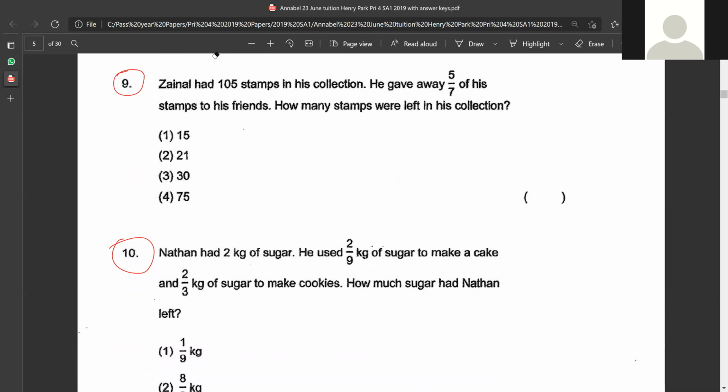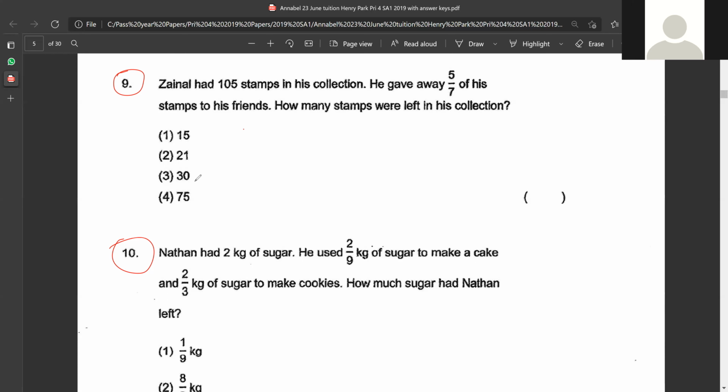Fraction question. Zainer had 105 stamps in his collection. He gave away 5/7 of his stamps to his friends. How many stamps were left in his collection? So he gave away 5/7. What's the fraction of the stamps he has left?